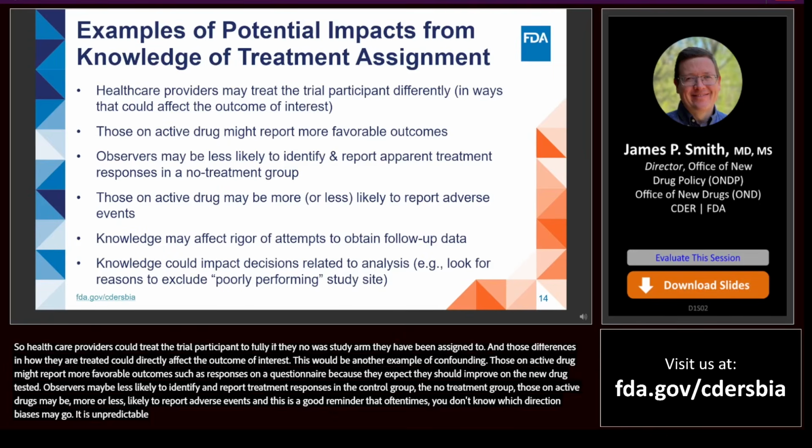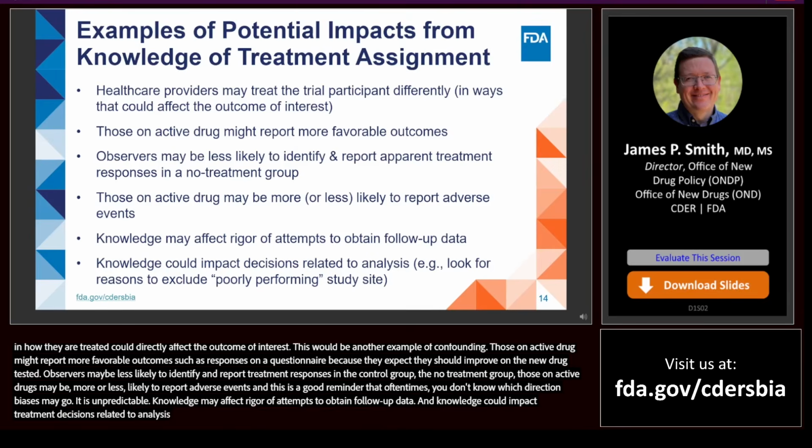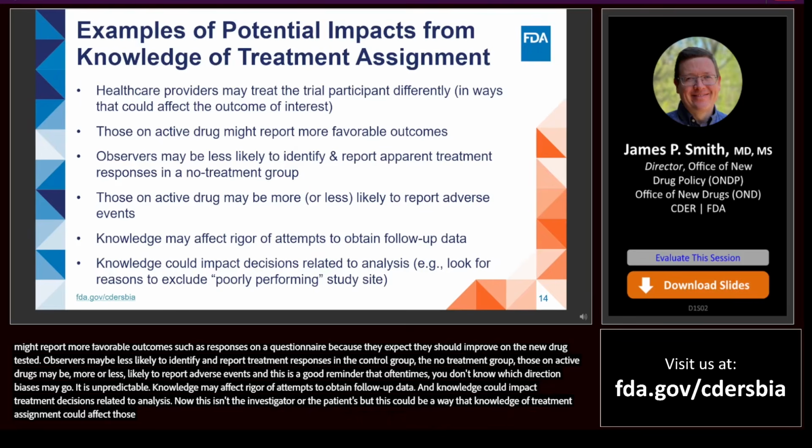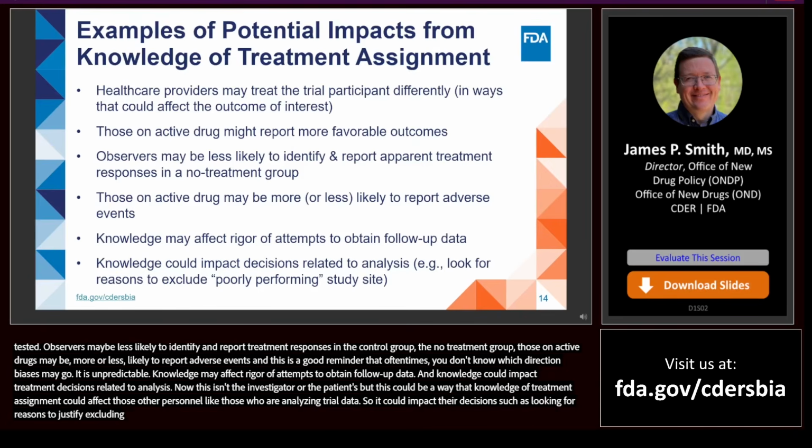Now, this isn't the investigator or the patients, but this could be a way that knowledge of treatment assignment could affect other personnel, like those who are analyzing trial data. So that could impact their decisions, such as looking for reasons to justify excluding a poorly performing site, if getting rid of the results might make the rest of the trial results appear much more favorable for the test drug. And as I mentioned, there's no simple test for any of these.